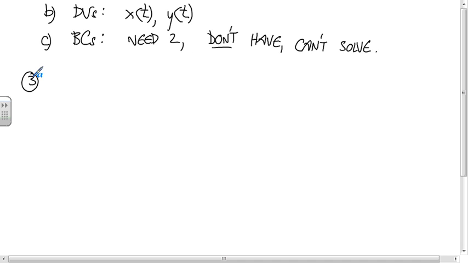Okay, here's a third example. 2 partial of z with respect to x plus 3 partial of z with respect to y is equal to 10xy.